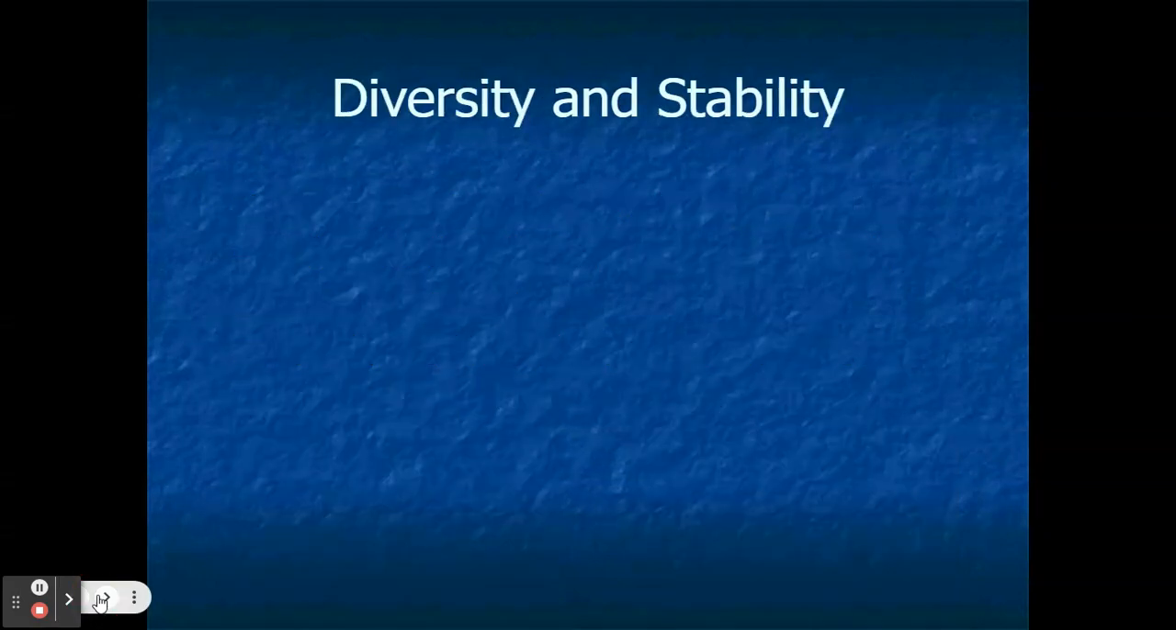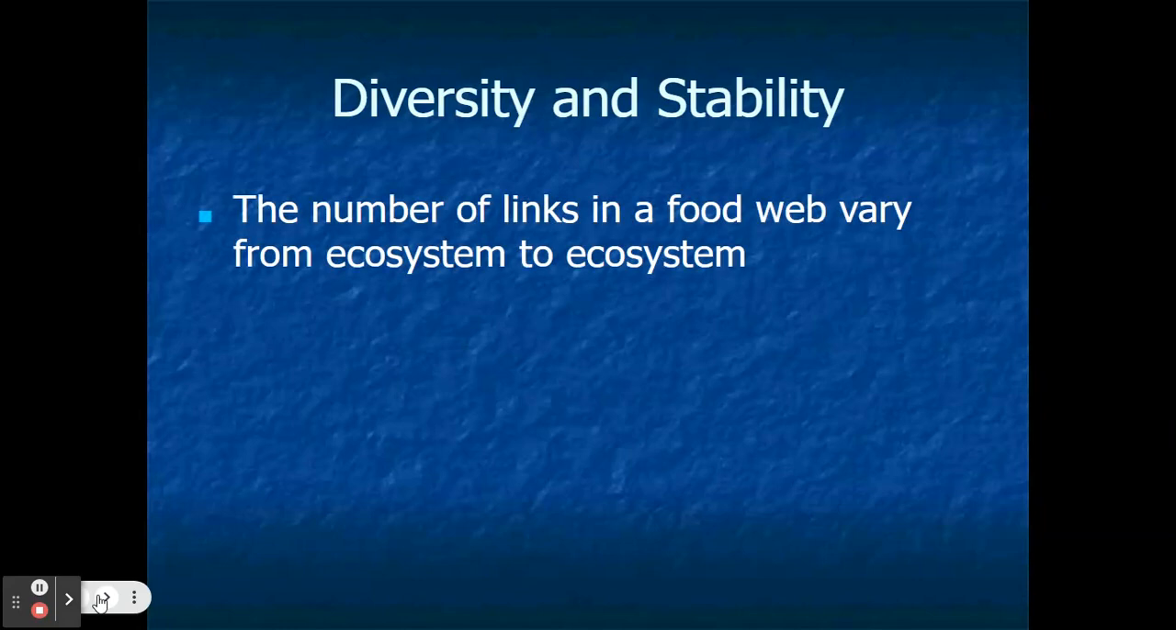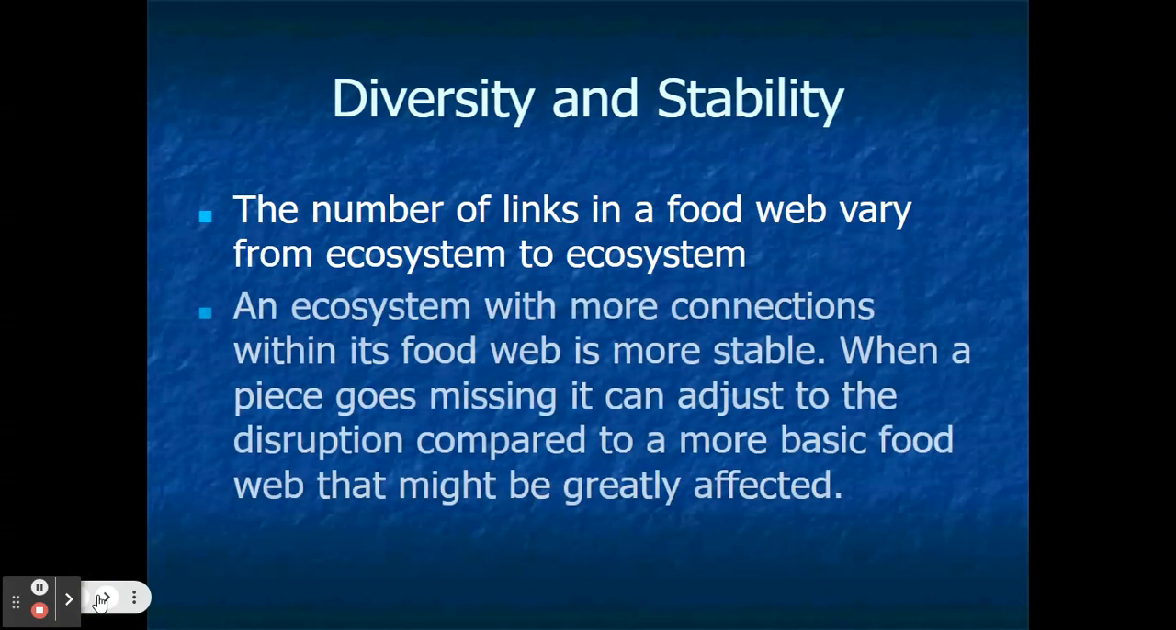Now, food chains and food webs have to be diverse and stable, right? And we determine how diverse and stable it is by looking at the different links in a food web. All right. And just remember, one food web in, let's say, the deciduous forest where we live is not going to be the same as a food web I would find in a desert. All right. I don't have the same animals. I don't have the same plants.